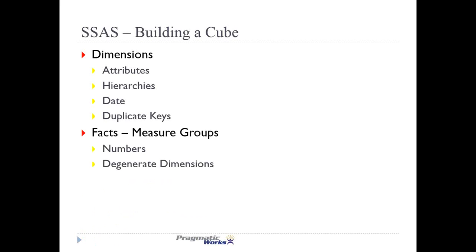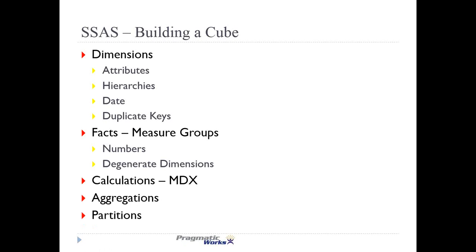In fact, a fact is also called a measure group. So you'll find that when you go from a data warehouse to a cube, some of the terms change a little bit. For example, in your data warehouse, it's called a fact table, but in your cube, it's called a measure group. So if you hear fact, you hear measure group, basically the same thing. Measure group is actually in the cube though.